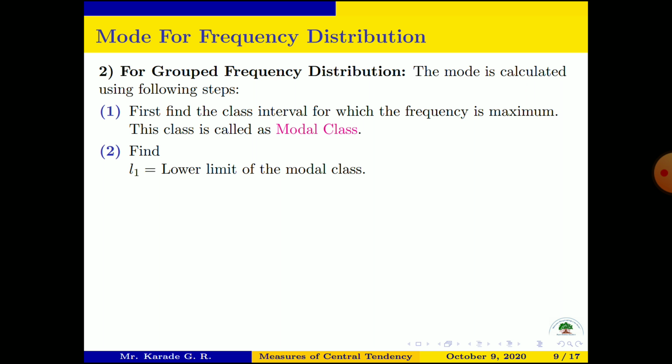So L1 is 10 and L2 is the upper limit of the modal class. So for the class 10 to 20, the lower limit is 10 and the upper limit is 20.